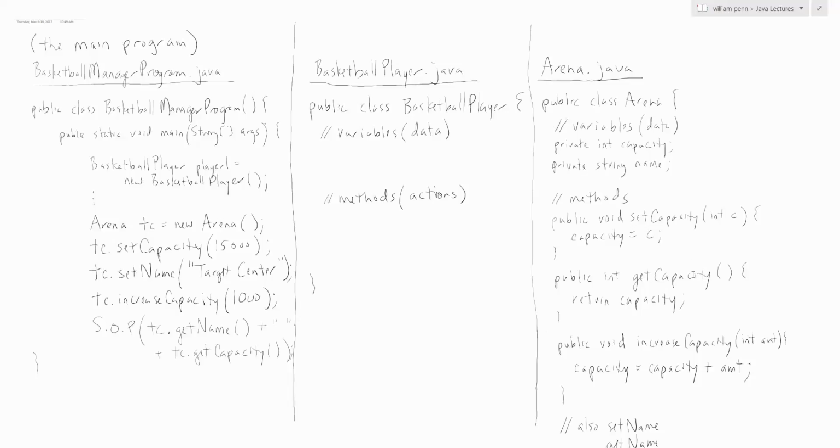So all that's doing is returning the capacity. So whatever the particular capacity is that we've set for an arena object, this will just go get that variable capacity and return it. So you can see, this is where things start getting a little tricky, that these methods refer to variables up here, but they also may have their own local variables, like this set capacity method has a parameter variable right here called C.